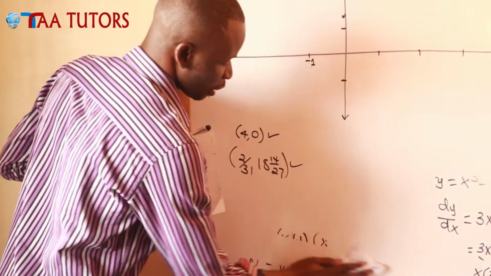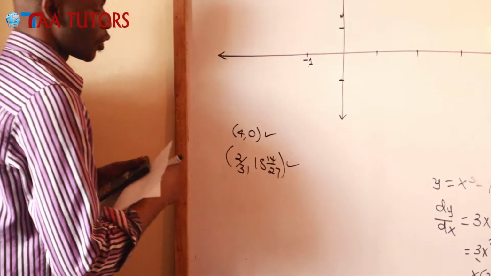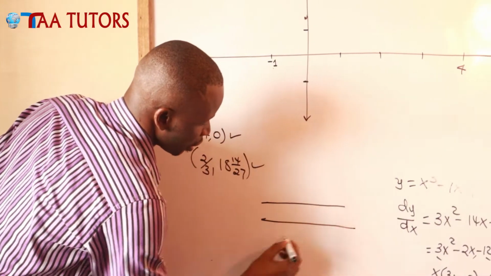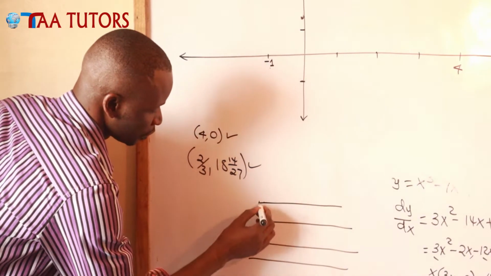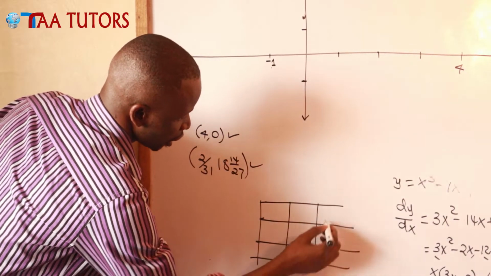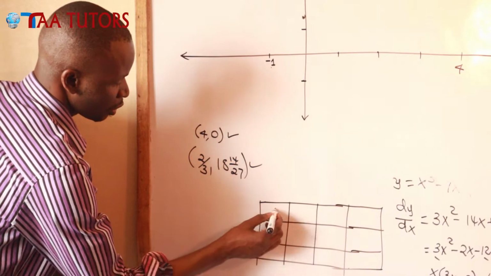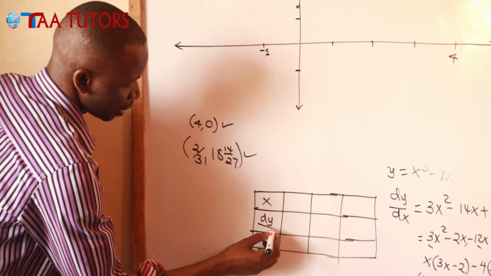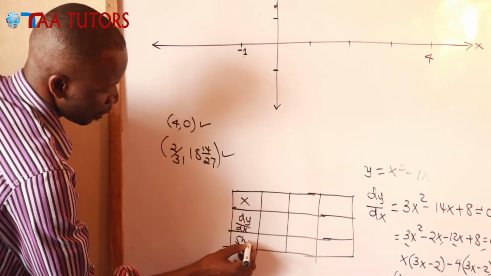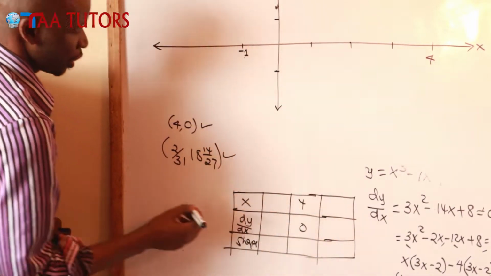If I test one, I'll be able to know what the other one is. I'll just go for testing (4, 0) using the neighborhood test. What is (4, 0) using the neighborhood test? Let's see. Is it the minimum or the maximum? x, dy/dx, and then shape. At x = 4, the dy/dx is 0, we know that.